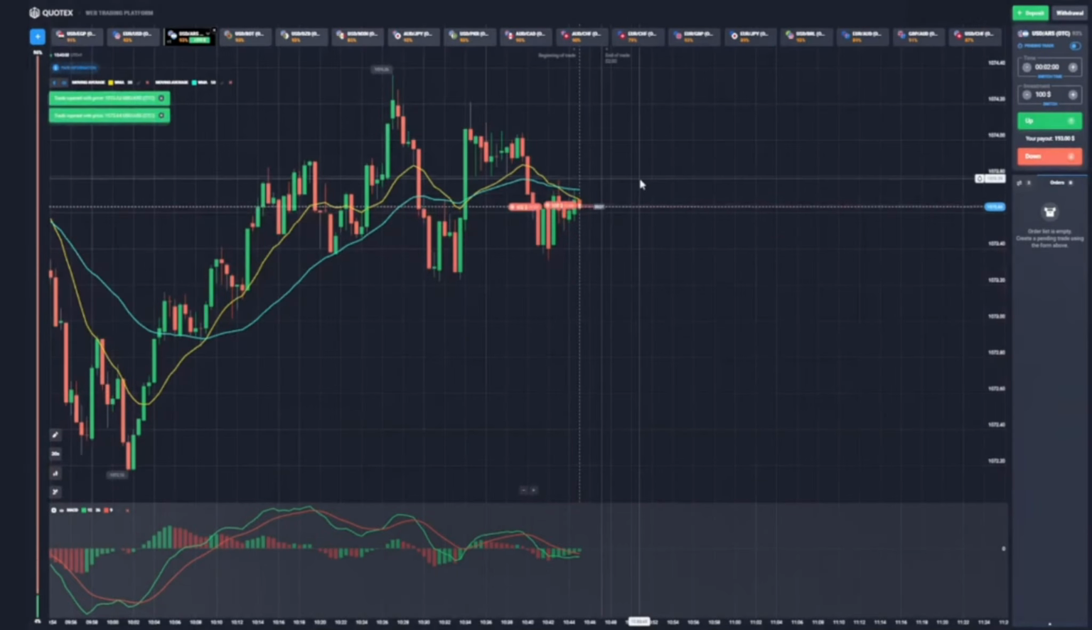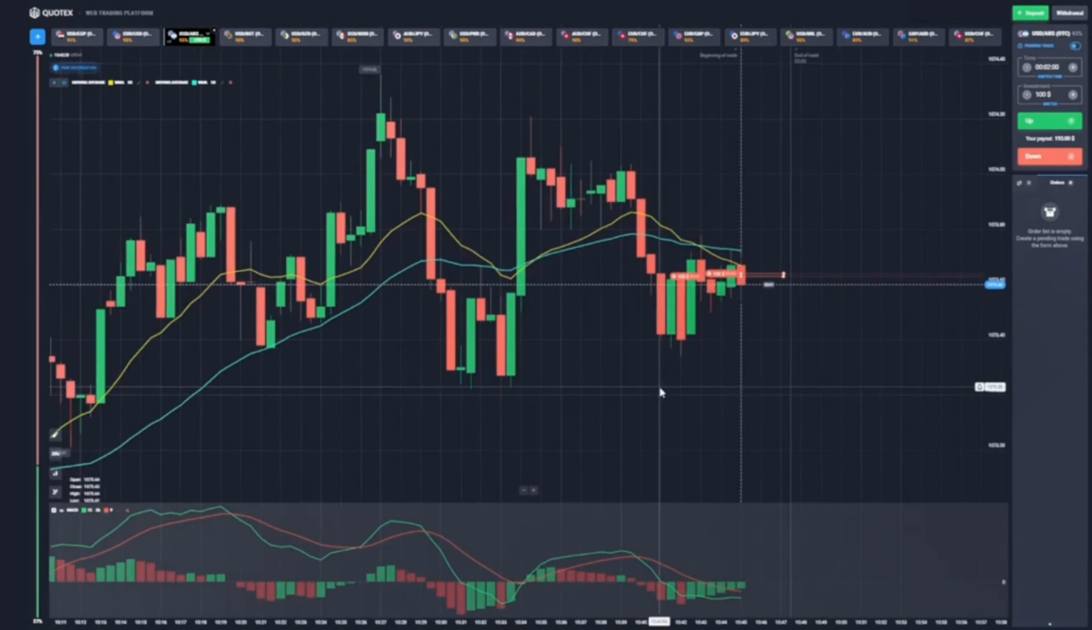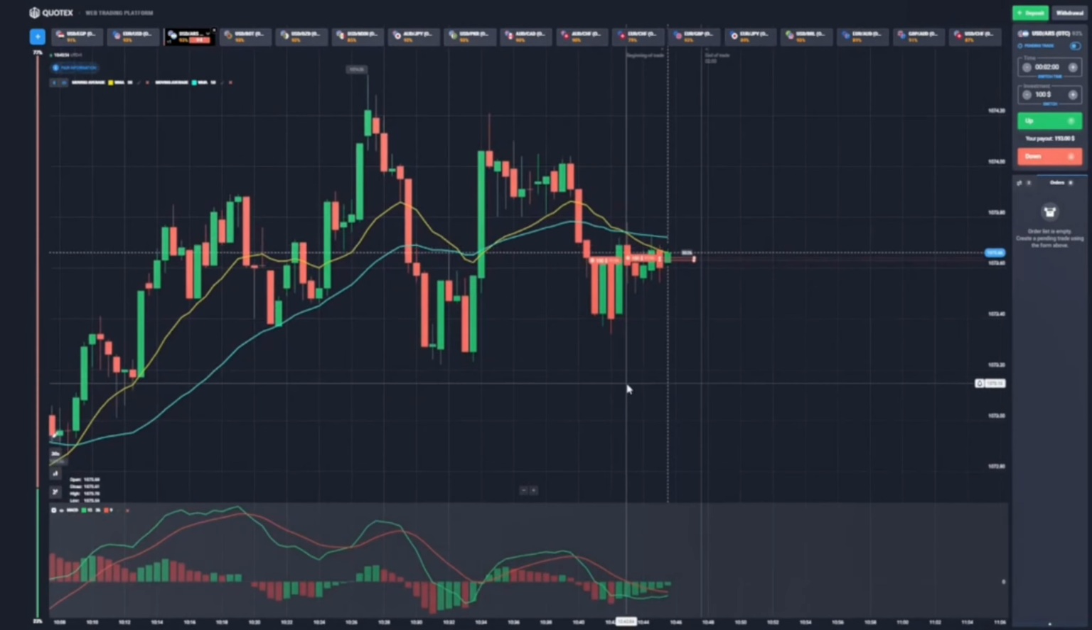Moving averages and MACD indicators can make you profit on the Quotex trading platform. Today's tutorial: trading binary options on Quotex with 2-minute expiry time trades and 30-second candles makes it simple.